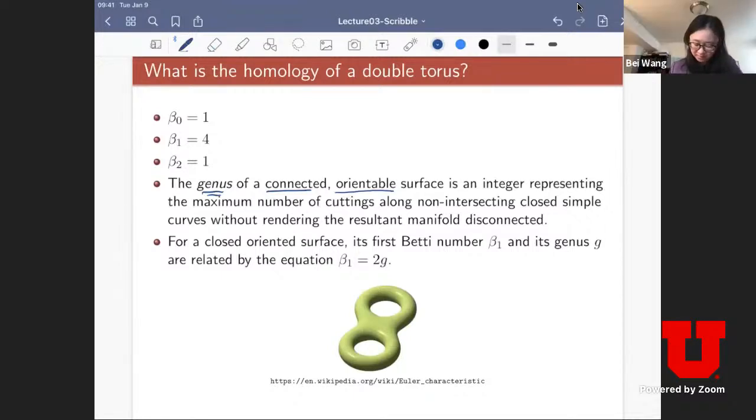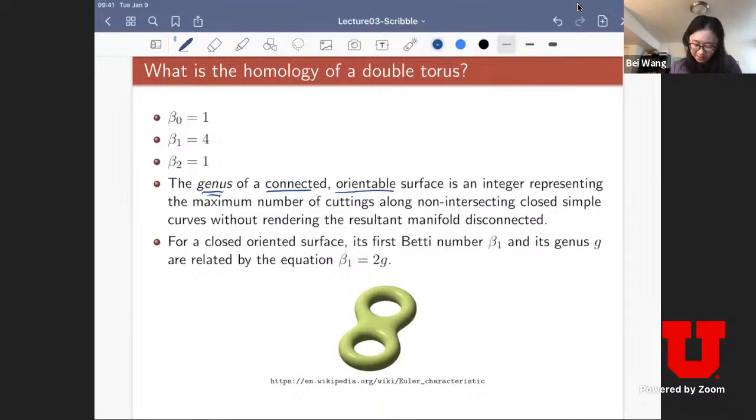Interesting. I think this is actually a non-intersecting closed simple curve. Yeah, it's actually 2. Okay. So first of all, you have to be a little bit careful how you cut.